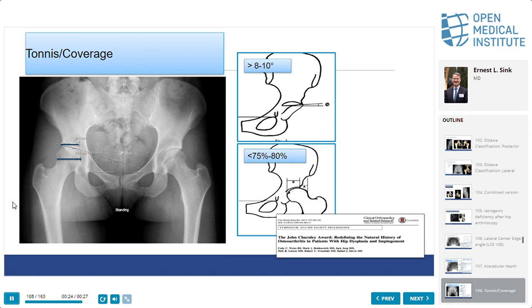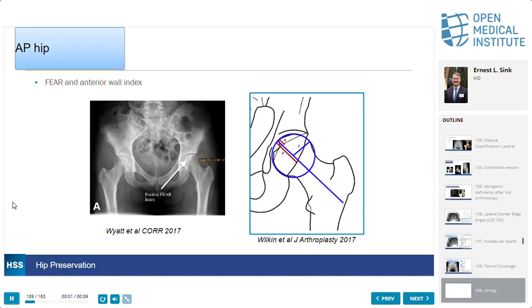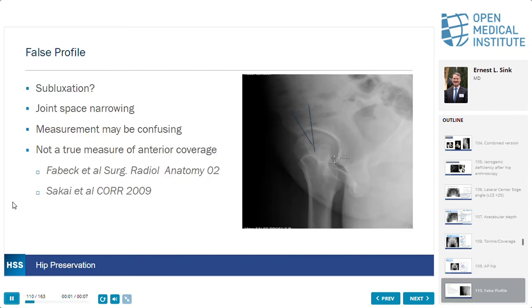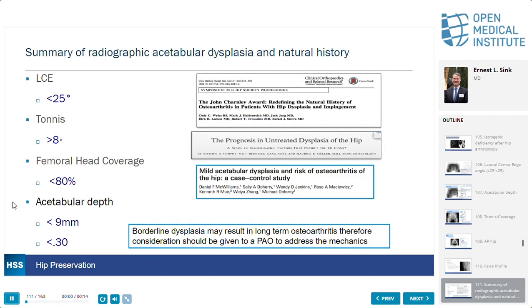So that's the Tonnis angle, and this is the depth to width. There's some other angles called acetabular. This basically is a percentage of how much anterior wall covers the femoral head, but that's not as critical to do. You can do the false profile, which measures the anterior lateral aspect of the hip. So again, LCE less than 25, Tonnis angle greater than 8, femoral head coverage less than 80%, or decreased acetabular depth. This is dysplasia. Okay?